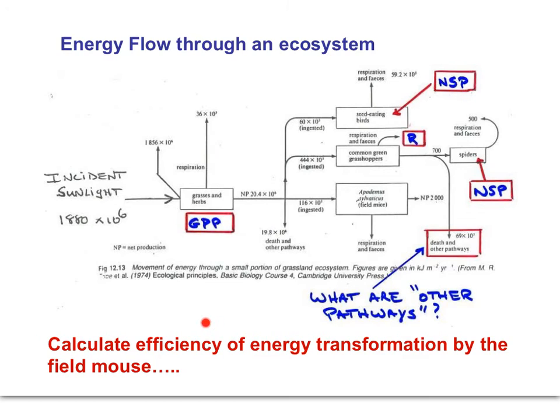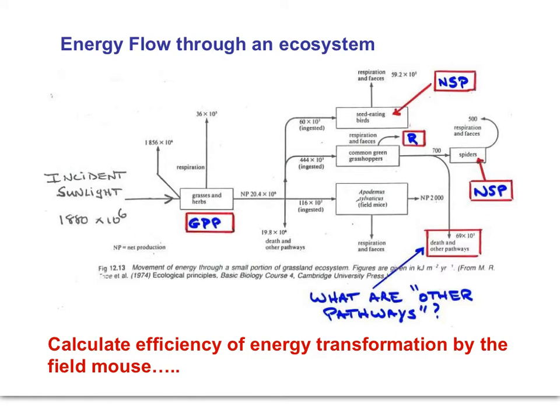So let's calculate the energy efficiency of energy transformation by the field mouse, which is here. The NSP of the field mouse, the output, is given here as 2,000 kilojoules per meter squared per year. The input is 116 times 10 to the third kilojoules per meter squared per year.